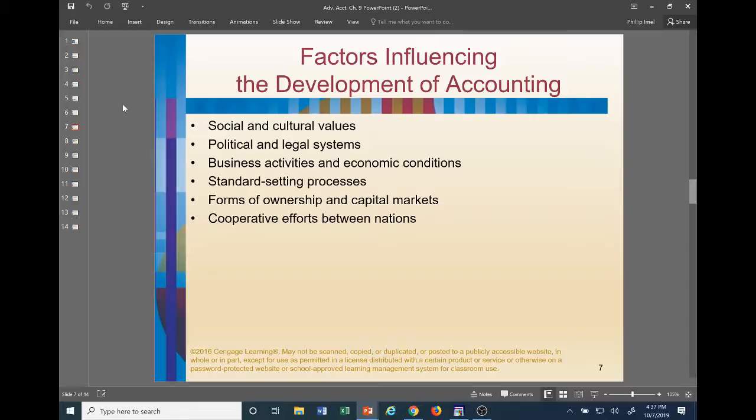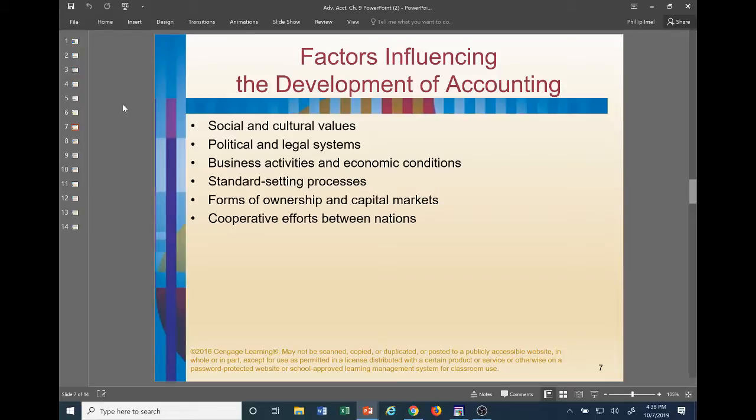So, factors influencing the development of accounting. Accounting is not defined by nature, but rather is made by humans. It evolves from the environment in which humans exist and defines itself in a way which serves the needs of that environment. Now, the development of accounting principles and standards is an extremely complex process involving a social and cultural environment, various special interest groups, and varying degrees of due process. It is the factors influencing the process that vary from nation to nation.